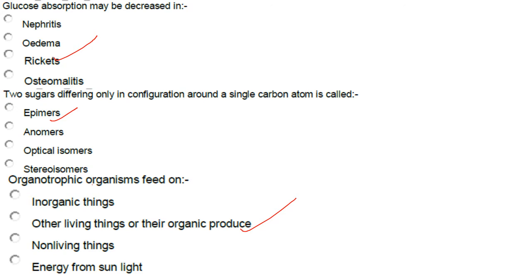Then two sugars differing only in configuration around a single carbon atom are called epimers. Then organotrophic organisms feed on. So an organotrophic organism is an organism that obtains hydrogen or electrons from organic substrates. So other living things, their organic produce.